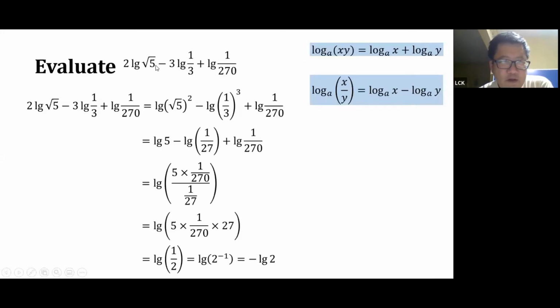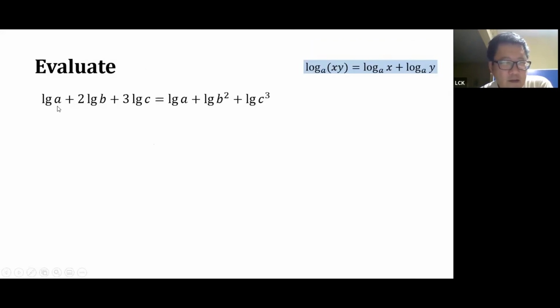Okay, log A, now we deal with some symbols. So far we've been dealing with nice numbers. So it's the same thing with letters like A, B, and C. So you have log A plus 2 log B plus 3 log C. Again, first thing is to bring up these numbers. So here you have log B squared plus log C cubed. Just bring up the 2 and bring up the 3. You have this expression here.